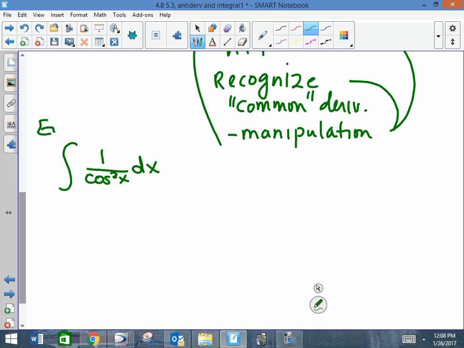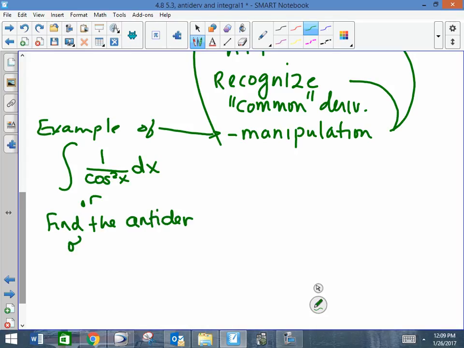Okay, this is an example of a manipulation. Remember, this is the same thing as saying find the antiderivative of this. Okay, that says the same thing. Or, okay, so they would have the same answer because it's just a different way of writing it. An indefinite integral of 1 over cosine squared, or find the antiderivative of 1 over cosine squared.